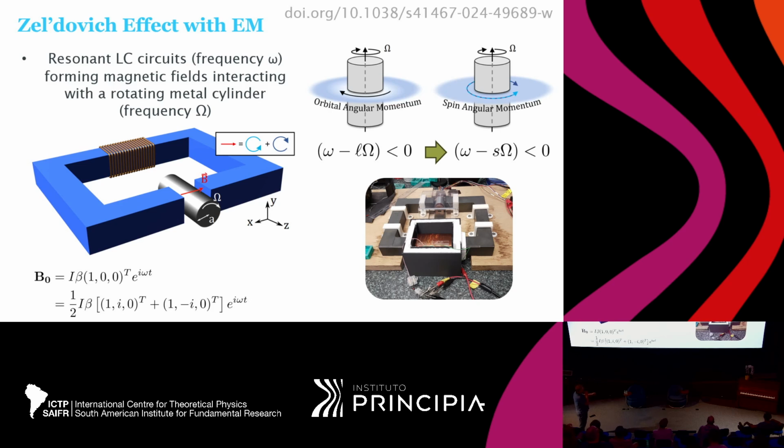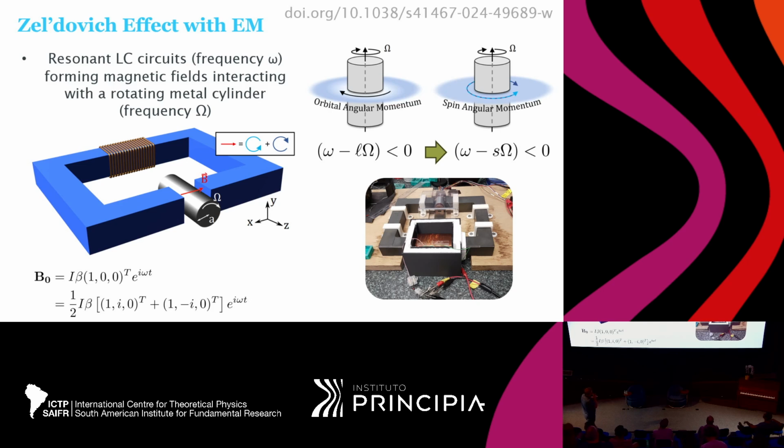And so what we have found is that if you do an LC circuit, here you have a magnetic coil which is connected to a capacitor, which is not shown, and you can generate an electromagnetic field at 100 hertz, and you couple it into this ferrite block, which is the blue block. Then you transfer a magnetic field to overlap with the rotating cylinder.